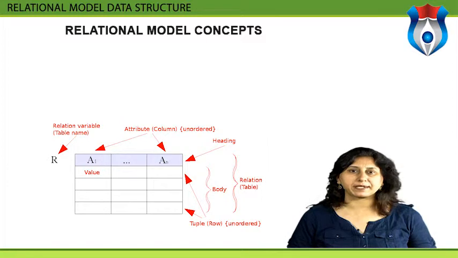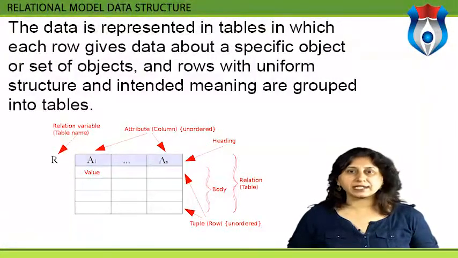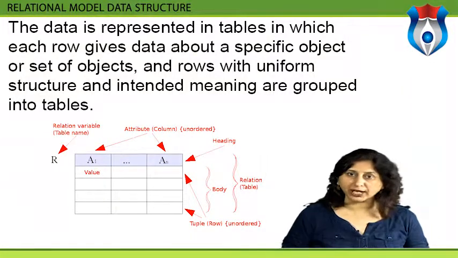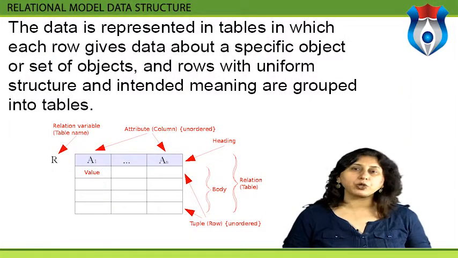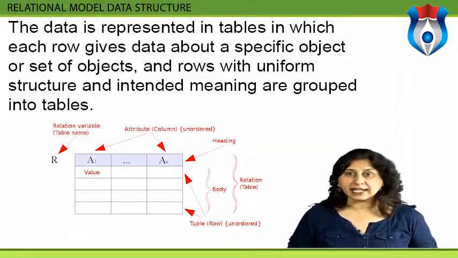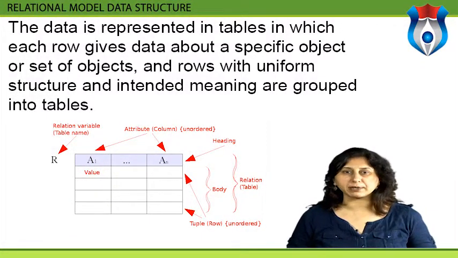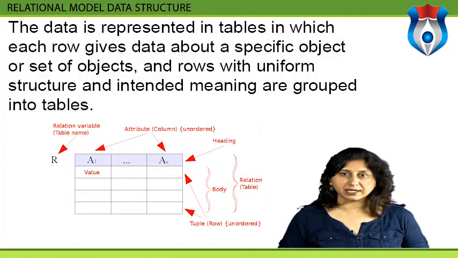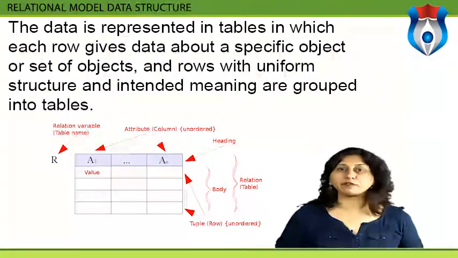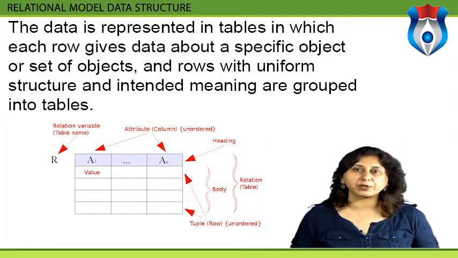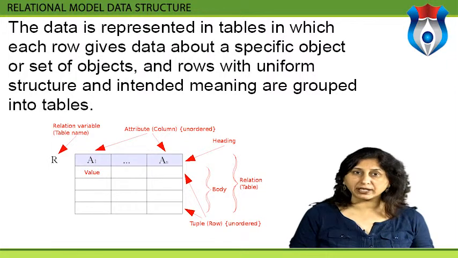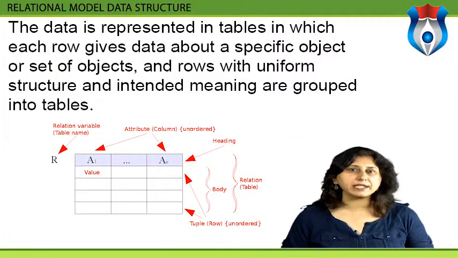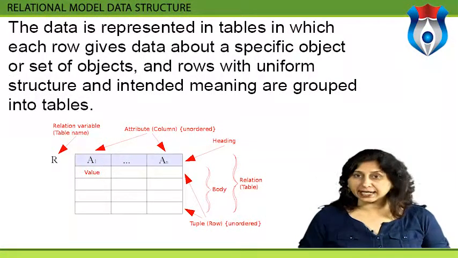Relational model concepts. The data is represented in tables in which each row gives data about a specific object or set of objects, and rows with uniform structure and intended meaning are grouped into tables. Queries allow the extraction of information from the tables. A fundamental feature of virtually all relational query languages is that the result of a query is also a table or collection of tables. Each table is called a relation and it has a name.